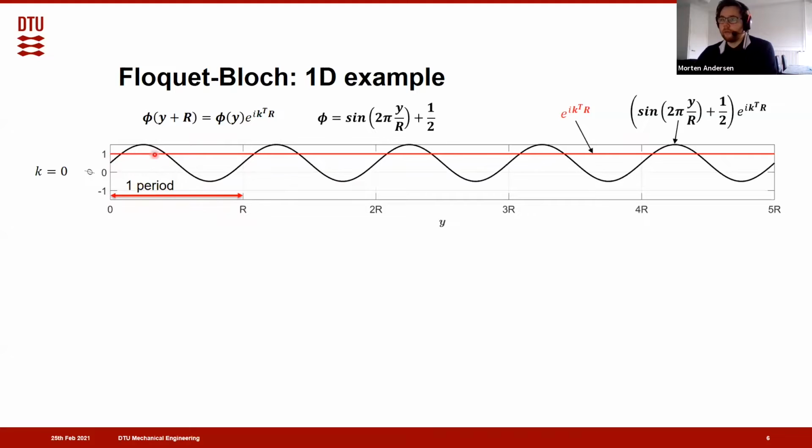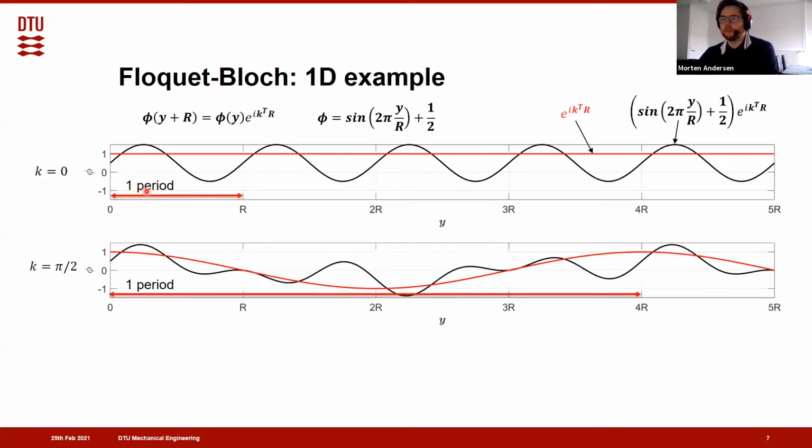So the black curve here describes the local deformation, while this red curve here is the Floquet-Bloch operation, which describes the global deformation, so to say. So if we set K, the wave vector, to pi half, now we see that we get some global deformation changes to the unit cell, and we can see that the periodicity of the buckling mode is now 4 unit cells.